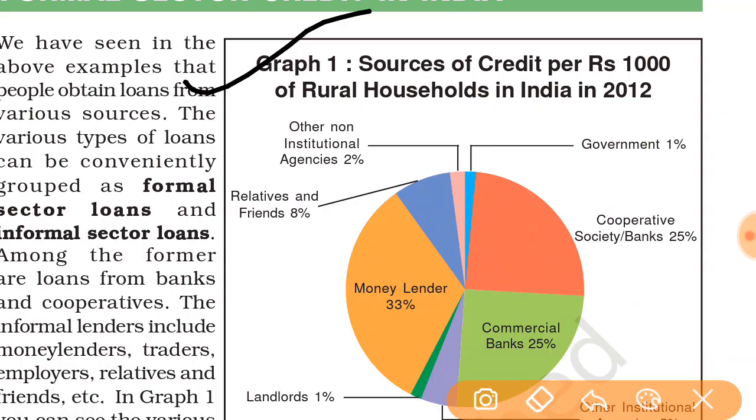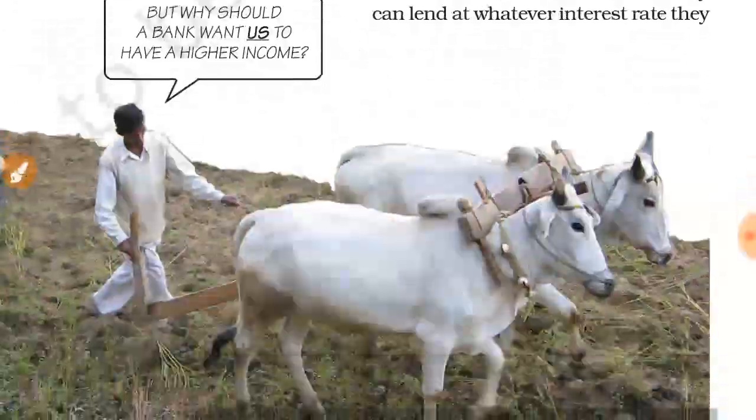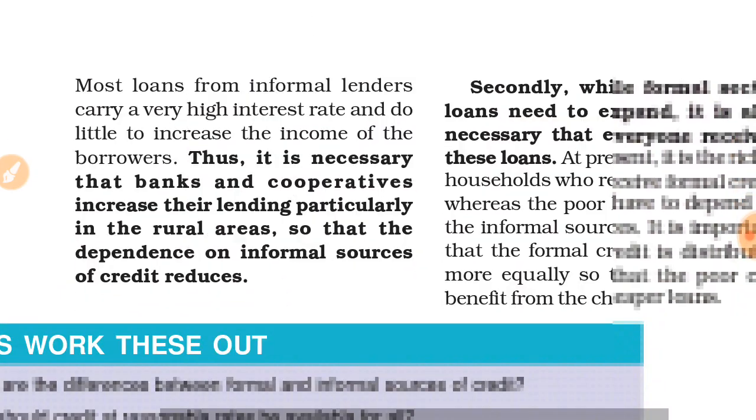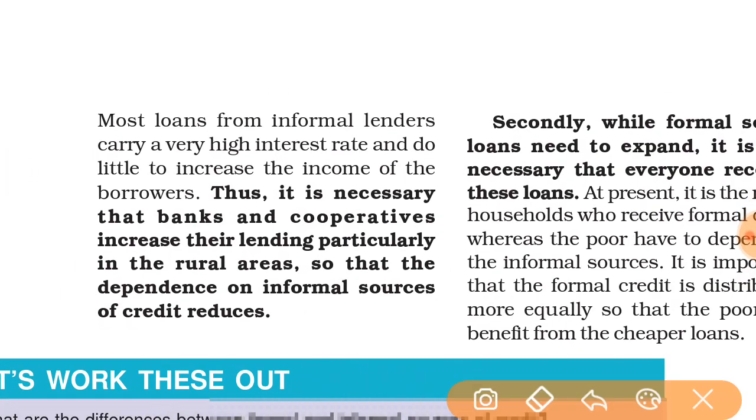So see the difference. After this discussion, the next important point is that most loans from informal lenders carry a very high rate of interest and do little to increase the income of the borrowers, because informal lenders always charge a very high rate of interest, and due to this the borrower is able to earn very little income.